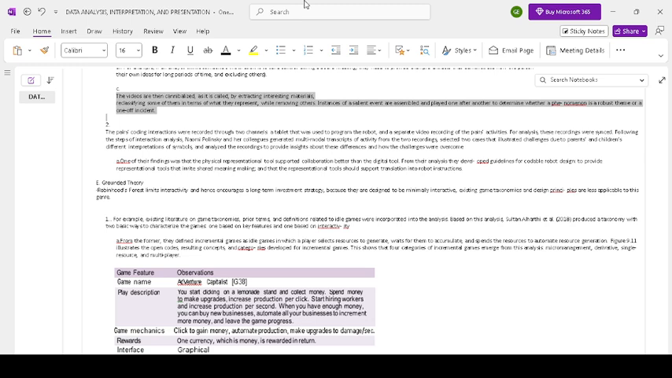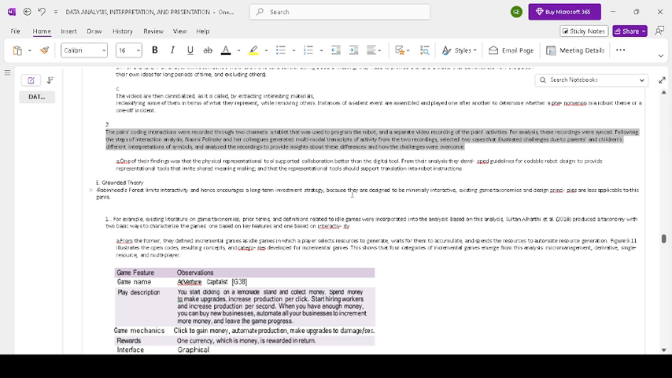Now using fully generated multimodal transcripts of activity recordings, they selected two cases that illustrated challenges due to parents' and children's different interpretations of symbols and analyzed the recordings to provide insights about these differences and how the challenges were overcome. One of the findings is that physical representational tools support collaboration better than digital tools. So from there, codable knowledge provides representational tools that invite shared meaning making, and the representational tools should support translation into robot instructions. The theory limits interactivity and encourages long-term investment.